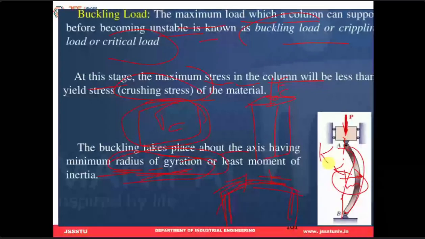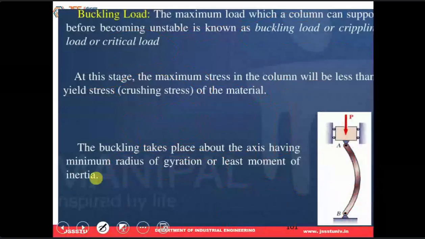It will resist the which action? Hello? It will resist the which action? Hello? I'm audible, right? Ashita?